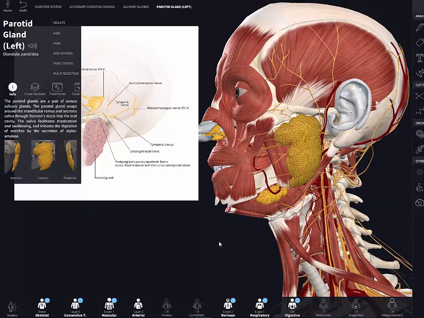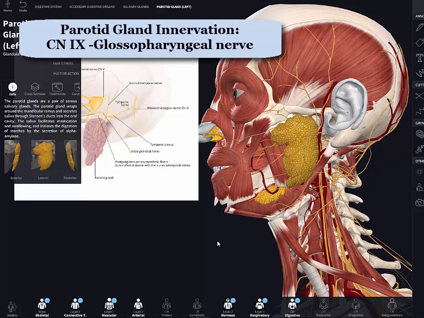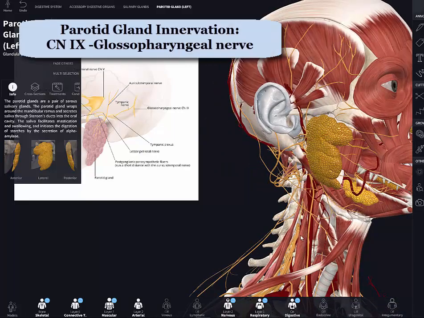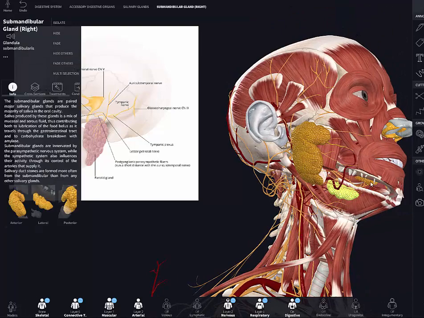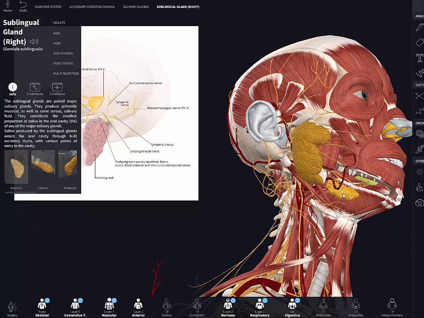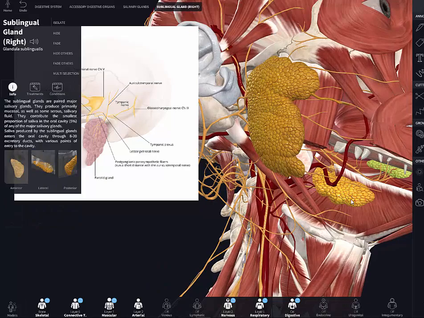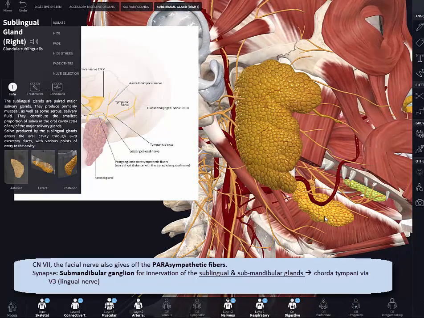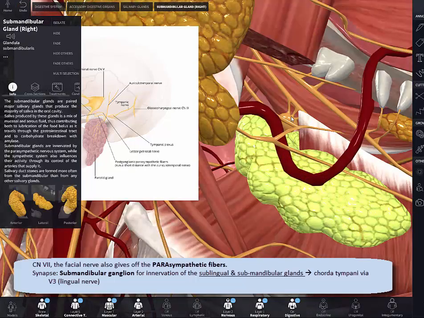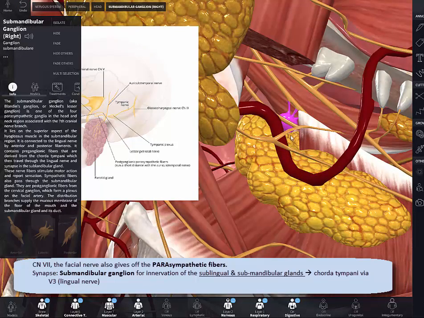It actually comes originally, the parasympathetics at least, come from the glossopharyngeal nerve. The other two pairs of glands that we have are going to be the submandibular gland and the sublingual gland. The cranial nerve that is responsible for the innervation of the submandibular and sublingual glands is actually cranial nerve number 7, the facial nerve. And the ganglion for this is called the submandibular ganglion, as you can see here.